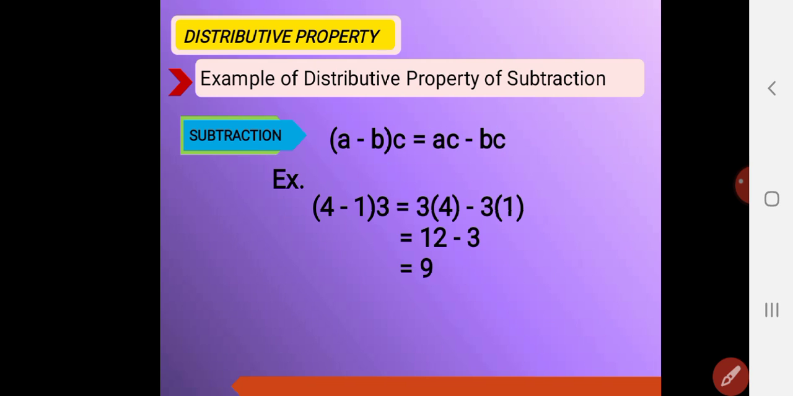Sa distributive property for subtraction, same ra sila sa addition pero nag-differ lang sila sa operations. A is 4, B is 1, C is 3. So, quantity 4 minus 1 times 3. So, distribute si 3 sa pikas. So, 3 times 4, then 3 times 1. Minus ang ilang operation. So, 3 times 4 is equal to 12. 3 times 1 is equal to 3. So, 12 minus 3 is equal to 9.